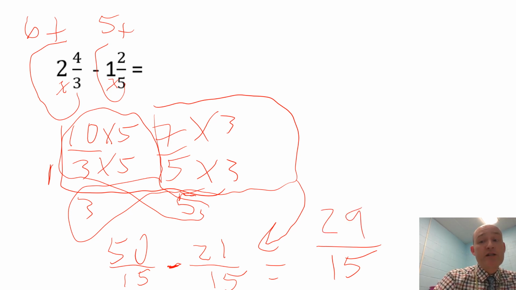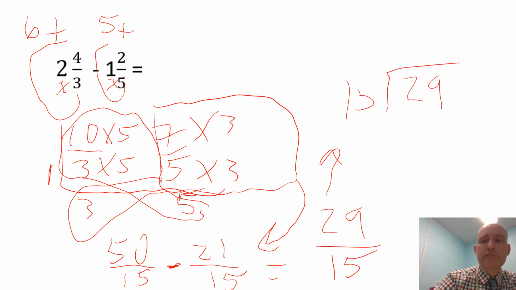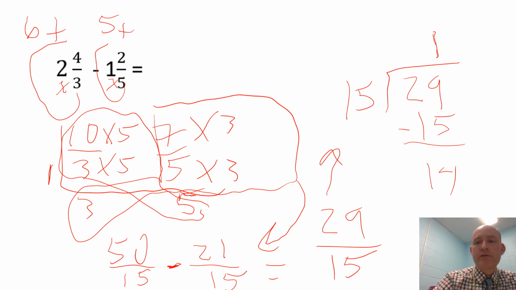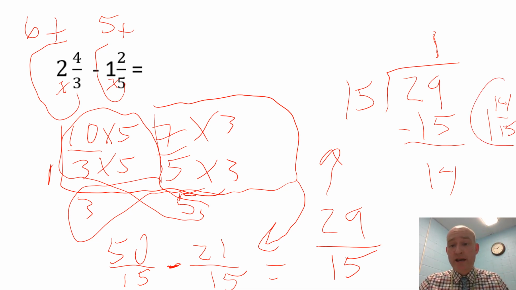This is an improper fraction. How do we make it back into a mixed number? Good question. We just go ahead and we do long division again. I know 15 only fits into it one time. 15 times 1 is 15. 29 minus 15 is 14. So my answer is 1 14/15. Back in improper. A lot of steps, but we got our answer.